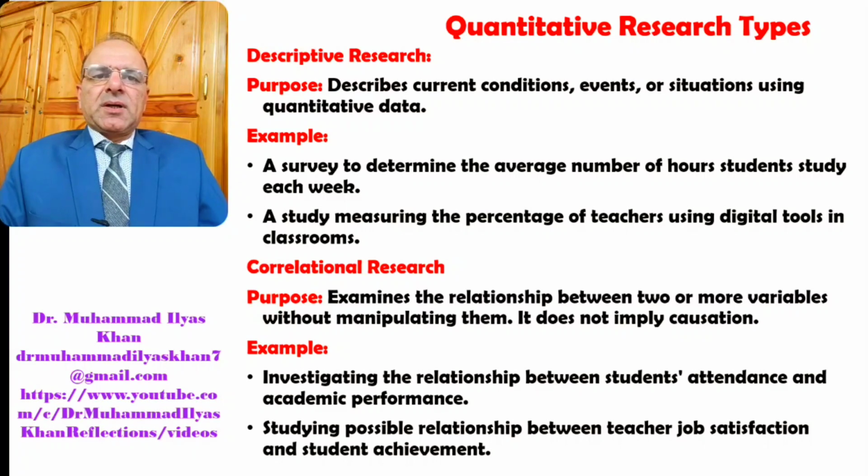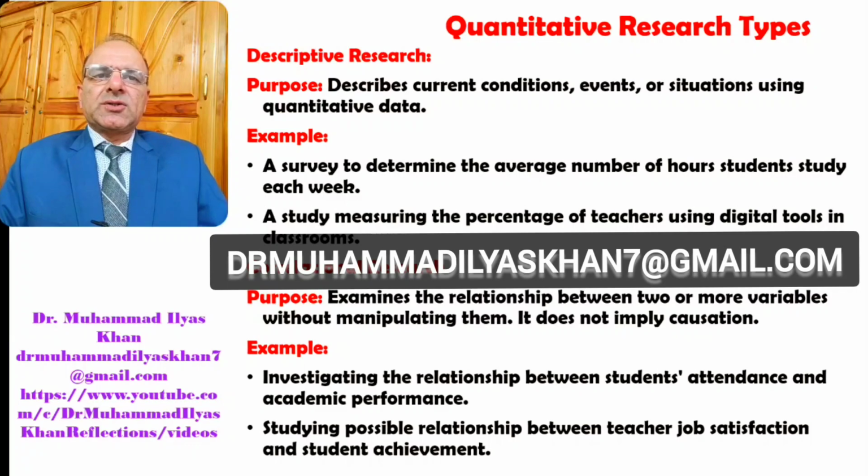For example, if we are investigating the relationship between students' attendance and their academic performance, so in what ways students' attendance is related to their academic performance, this is a kind of correlational research. Similarly, if we study a possible relationship between teachers' job satisfaction and the achievement of the students who are taught by those teachers, this will be a type of correlational research.